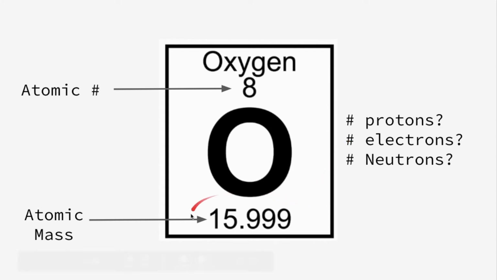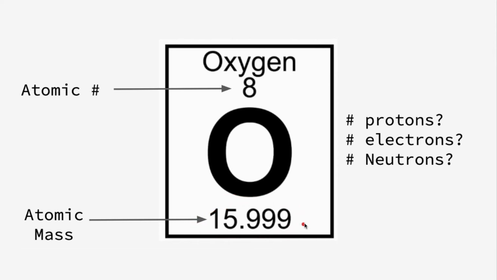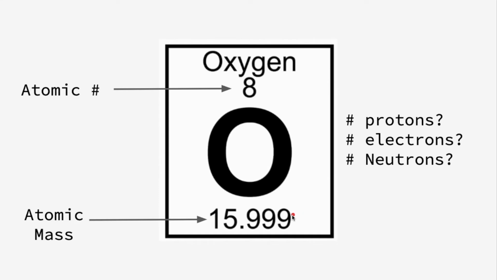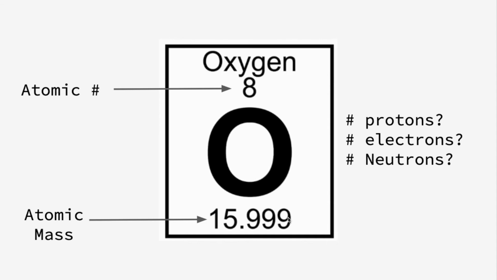Now we can also look at the atomic mass. Now we can round this mass to 16. So your atomic mass is going to be the weighted average mass of our protons plus our neutrons. So if our protons is 8, what must our neutrons be in order to give us a sum of 16? If we think about it, our neutrons also has to be 8. So 8 protons plus 8 neutrons would give us a total atomic mass of 16. Now it doesn't always work out being 8 protons, 8 electrons, and 8 neutrons, but in this case it does happen to work out that way.